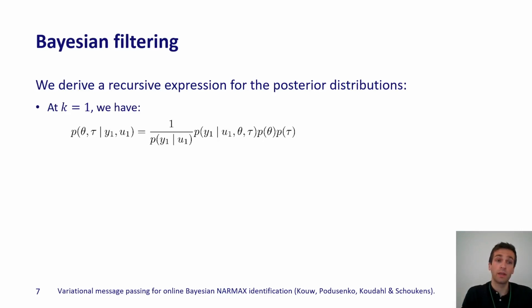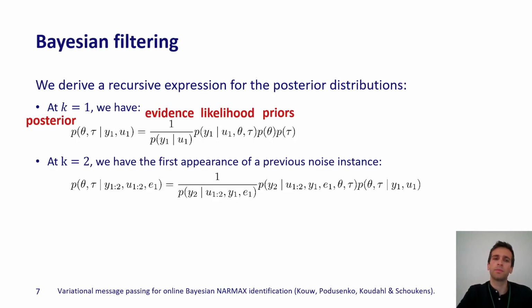Initially at k equals 1, we've got this very simple application of Bayes' rule. If you read it right to left, we've got two initial priors. We've got a quite simple likelihood function of just some output given some input. And we've got an evidence term that has only the observed variables, and that gives us our first posterior distribution.